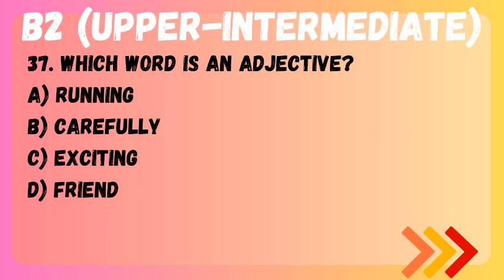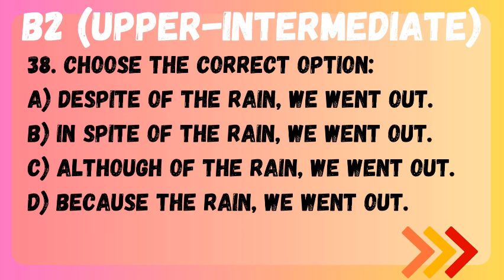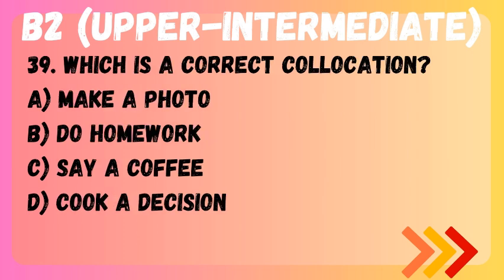37. Which word is an adjective? A. Running. B. Carefully. C. Exciting. D. Friend. 5, 4, 3, 2, 1. 38. Choose the correct option. A. Despite of the rain, we went out. B. In spite of the rain, we went out. C. Although of the rain, we went out. D. Because the rain, we went out. 5, 4, 3, 2, 1.